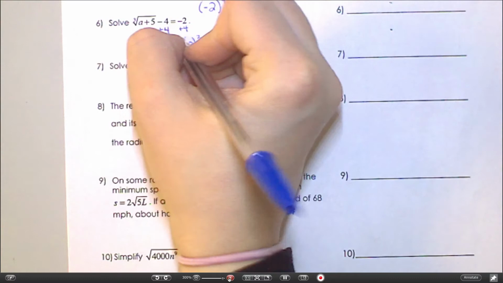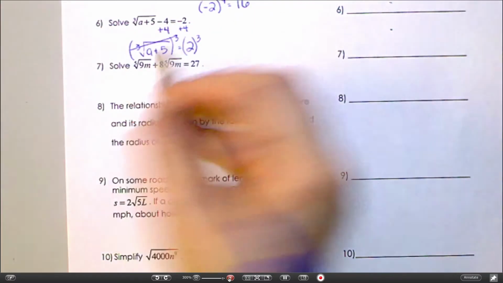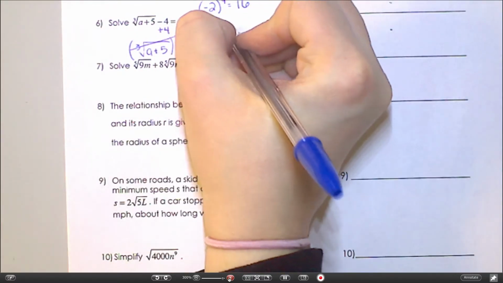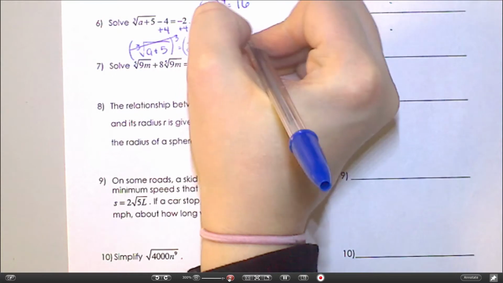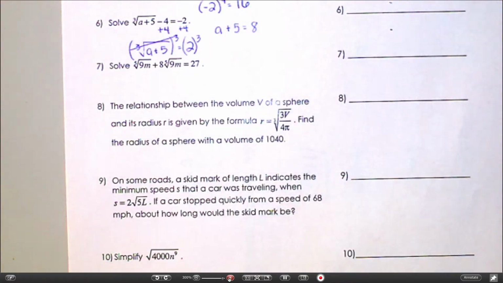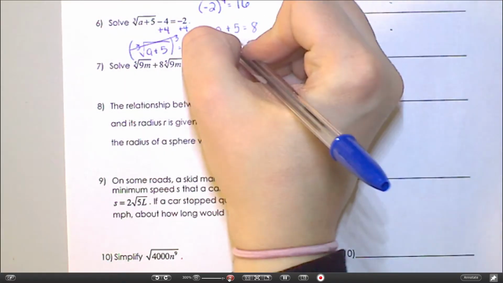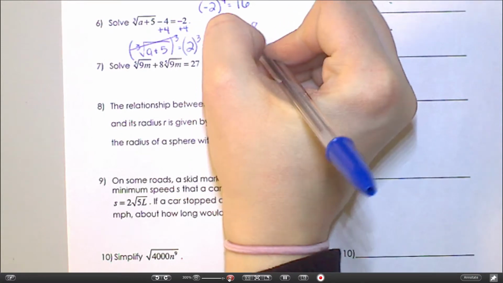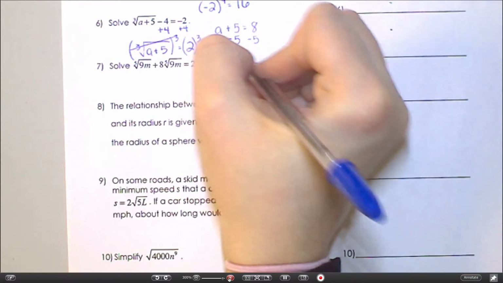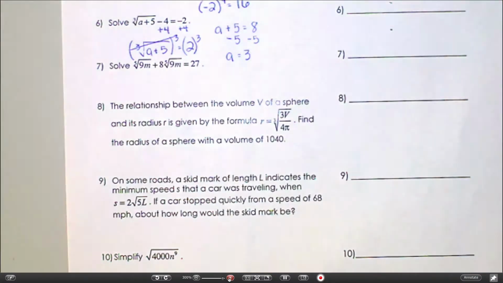And so this is going to cancel. I'm going to be left with just a plus 5, and that's going to equal 8, because 2 to the third power is 8. From here, I would just subtract the 5. And a equals 3. And of course, we're going to remember to do what? Check. We have to check.